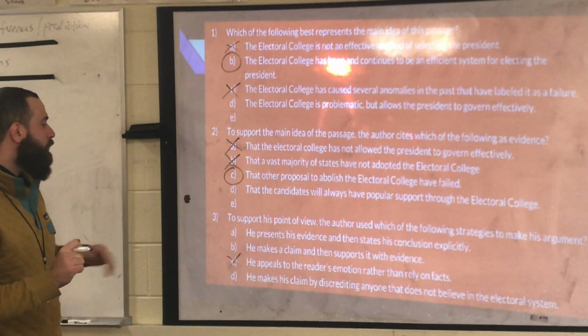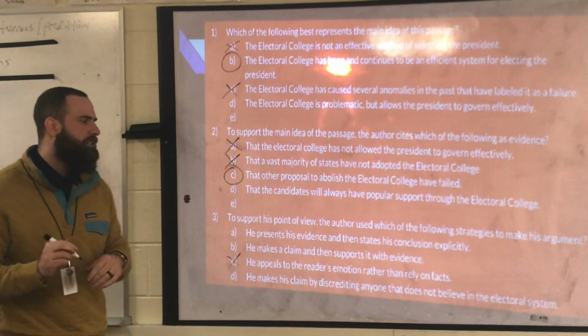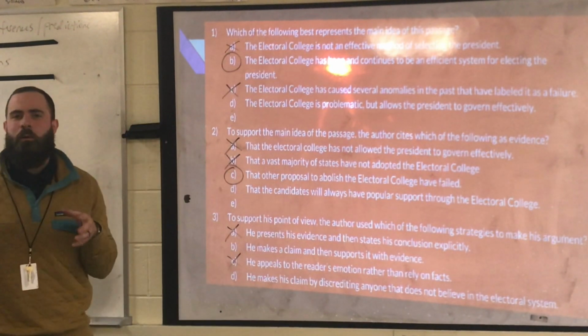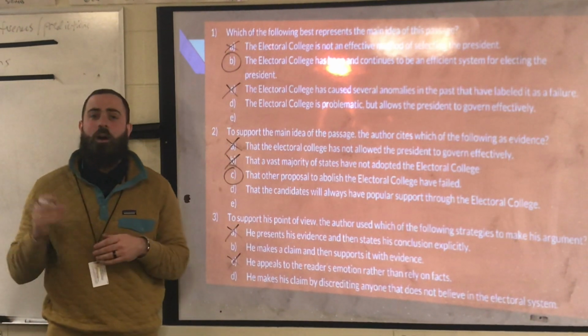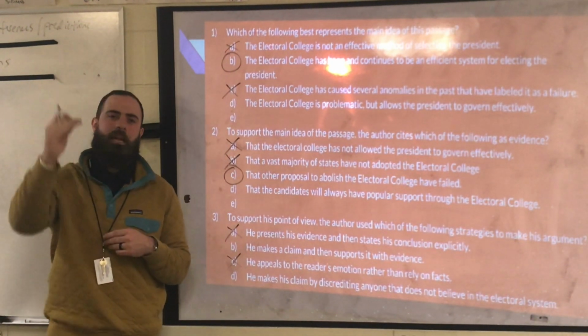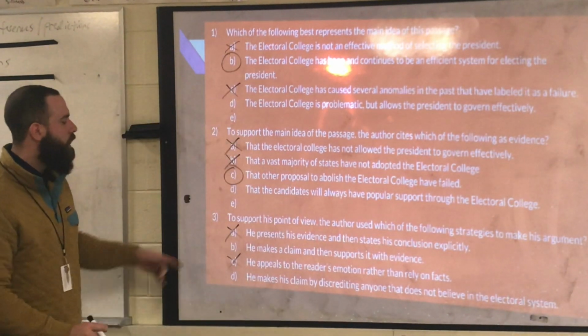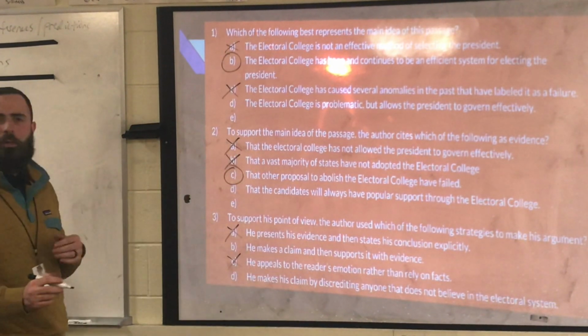And then when I look at A, he presents his evidence and then states his conclusion. I know that can't be correct because we've already identified the argument. And we said that the argument came in the first sentence. So it would not make sense for it to come in the conclusion at the end. We have eliminated 2 answers. I'm between B and D.